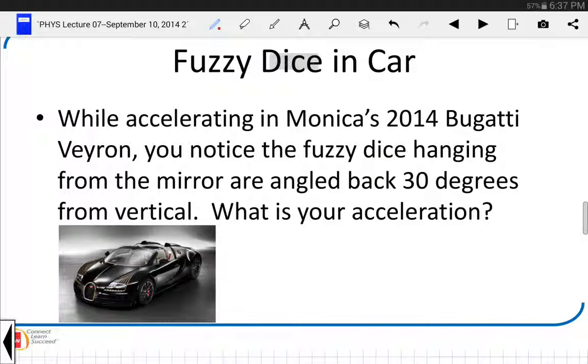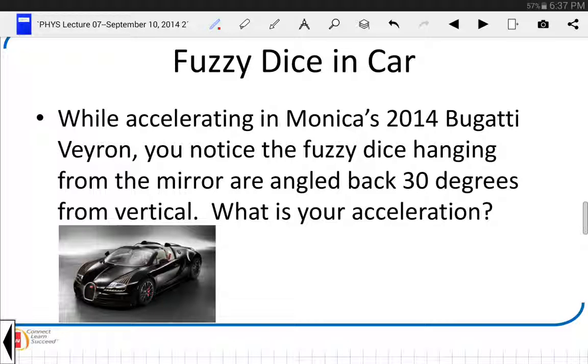So the fuzzy dice in a car. While accelerating in Monica Purvis's 2014 Bugatti Veyron, which she wrote about in her lab, sorry Monica, you notice the fuzzy dice hanging from the mirror are angled back 30 degrees from vertical. What is your acceleration? Now I would ask you, how do you start? And your answer should be, well, first you need to read the problem carefully. I've done that. Then you need to draw a picture.